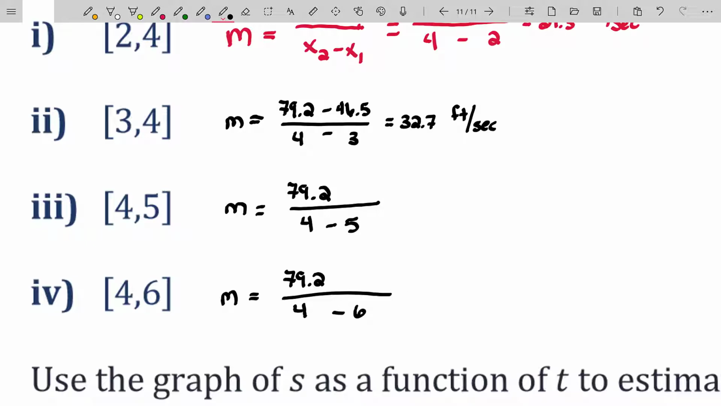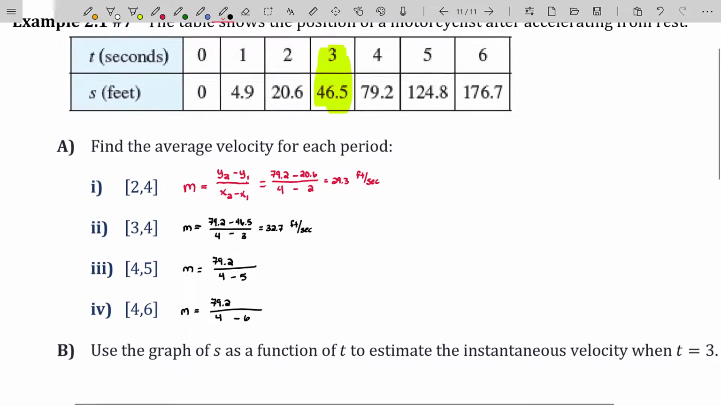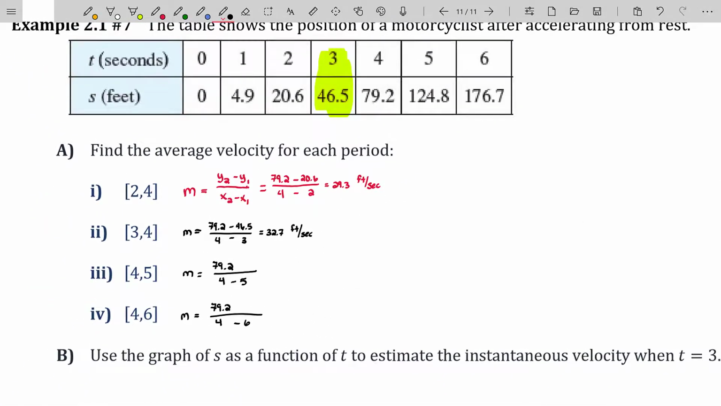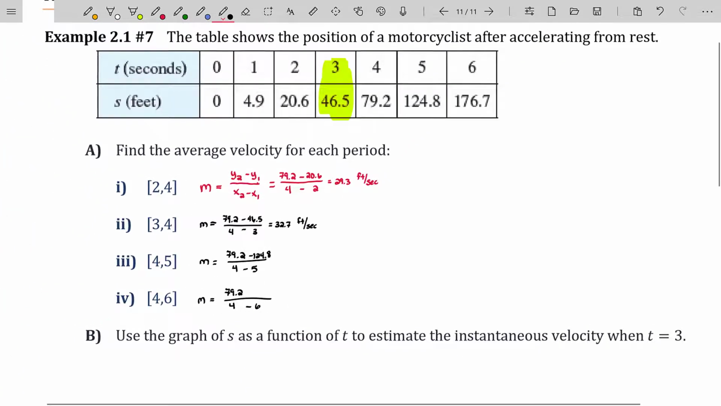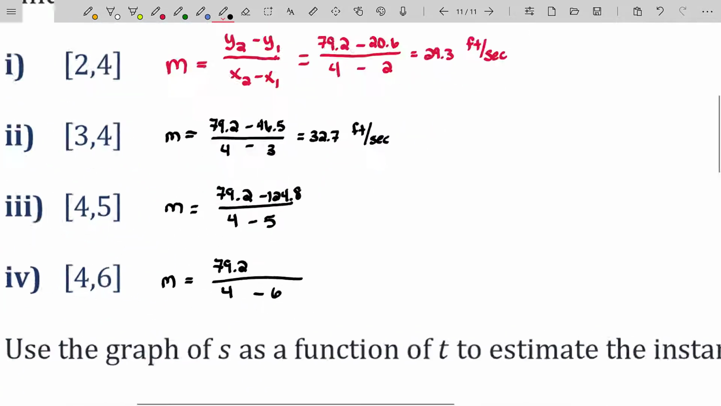Notice how I have that set up. It's just the input of 4, and on the top it's the output of 79.2, and on the bottom again it's the input of 5 and 6, and on the top I'll have the outputs at second 5, which is 124.8, and the output at time 6, which is 176.7.